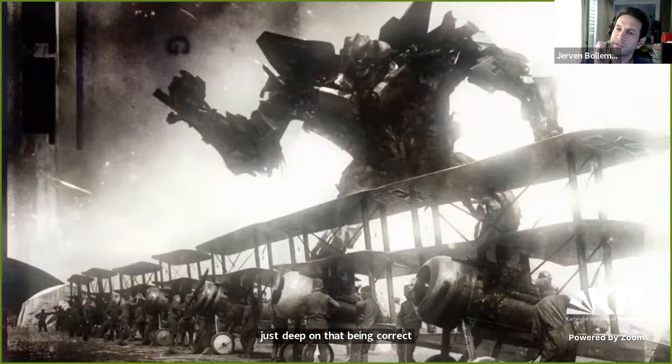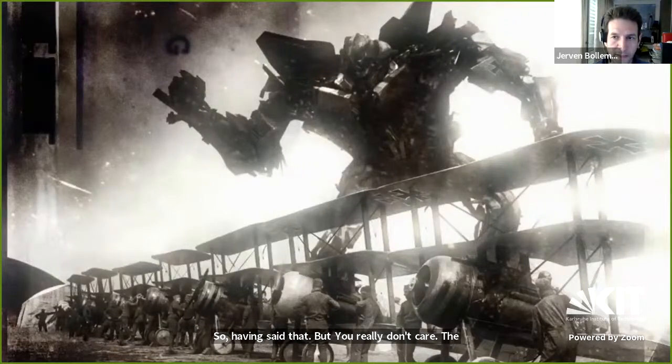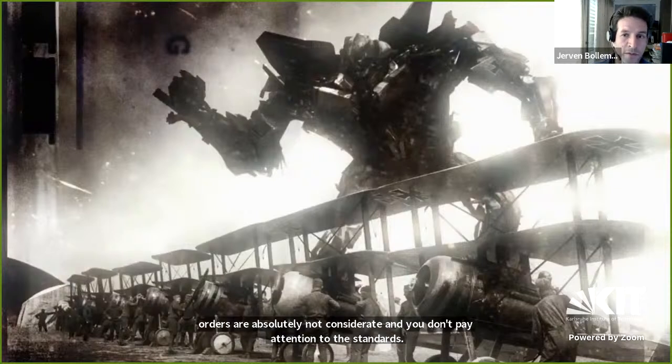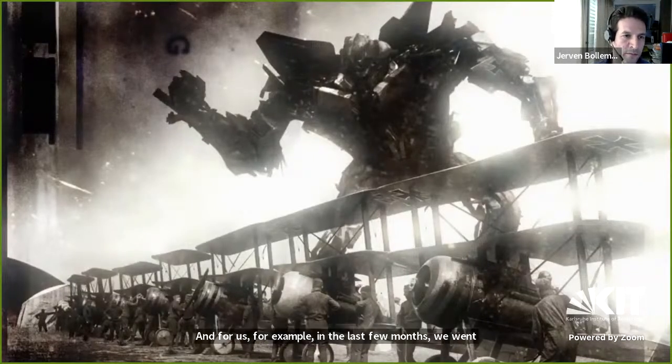So having said that, bots, we really don't care. The owners are absolutely not considerate and they don't pay attention to the standards. And for us, for example, in the last few months, we went from roughly 1 million bots requests per month. And now with ChatGPT really liking the SPARQL endpoints, we're going between 7 and 14 million requests per month. So it's quite a big jump.